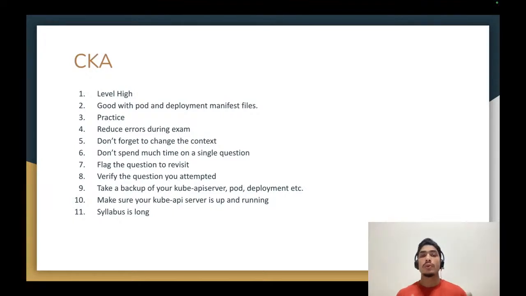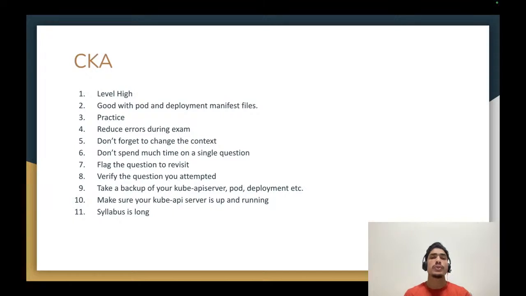Okay, so don't do this. Take a backup of it. It could be any resource. I have just added a few examples. It could be a secret, it could be a config map, it could be a pod, deployment, daemon set, anything. Make a habit to make a backup of it. And once you are done with your question, make sure your Kube API server is up and running.